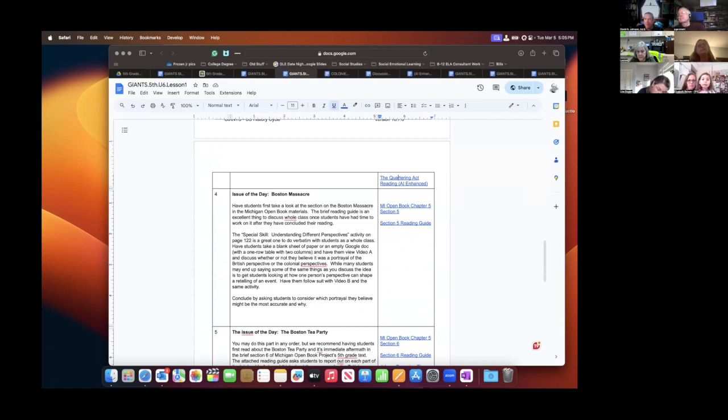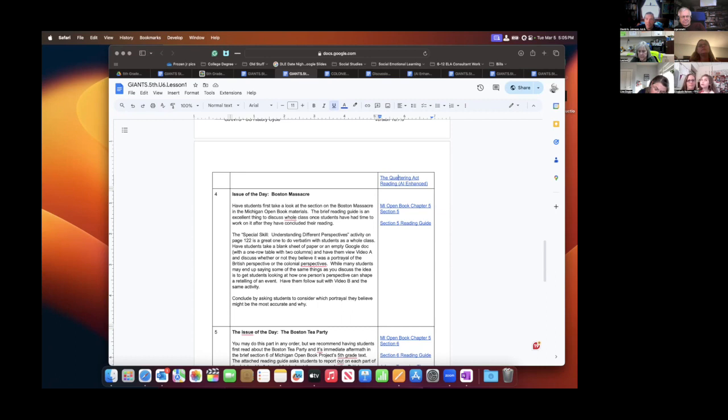That's kind of a really nice add-on, a value add for the Giants units, is that we develop some reading guides to go along with the sections of open book that we are concerned with here. So we've got this reading guide that kind of guides students to some of the bigger ideas.